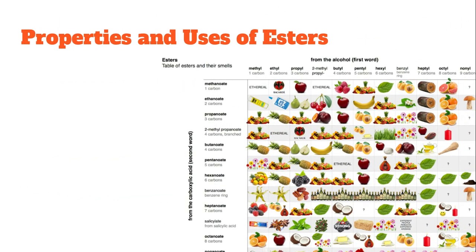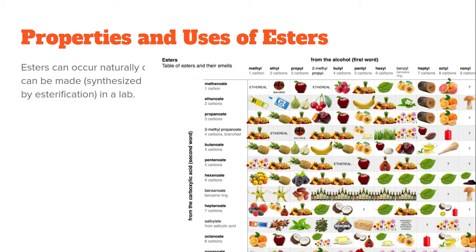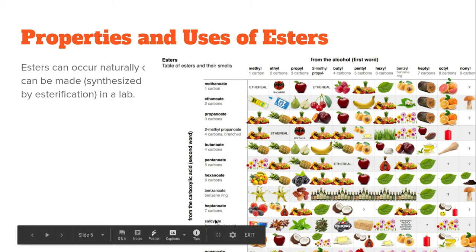Okay? So properties and uses of esters. These are smells. A lot of the smells in our world come from esters. So esters naturally occur, or they can be synthesized or made in a lab via esterification. And here is a chart. This table has all these alcohols and all these different carboxylic acids, and you can see all the different types of smells that we can create, right?